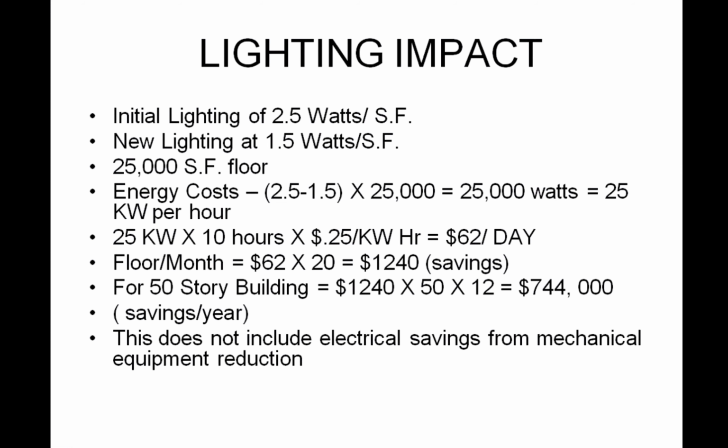All right, you have a 20-floor building, that's $1,240 for the entire day. 20 days per month, that's $1,240 per month, and you times that, say you have 50 stories in the building, all right, times 12 months a year, you're up to $744,000 in savings in just lighting electrical costs. All right, so that's a massive amount when you're thinking of operating a building.